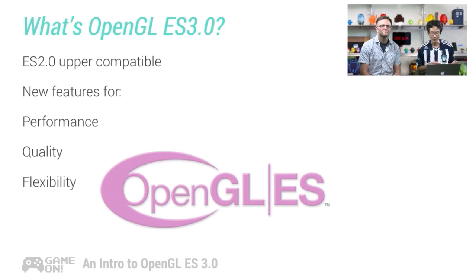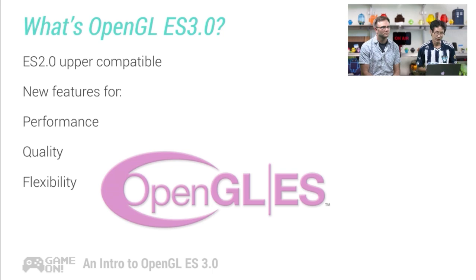Other features such as MRT, which can render to multiple render buffers at the same time, and occlusion query, which can check with the GPU if geometry is visible or not, are also great to reduce both CPU and GPU load dramatically. Let's talk about the quality side.